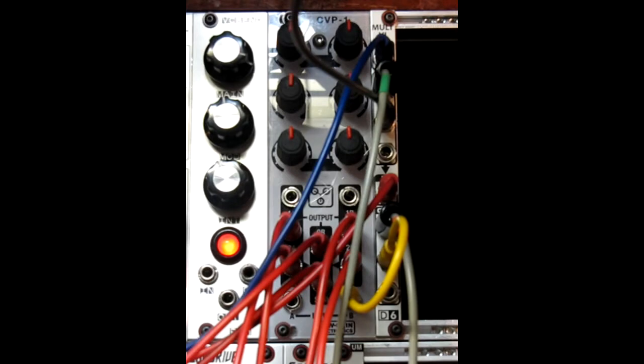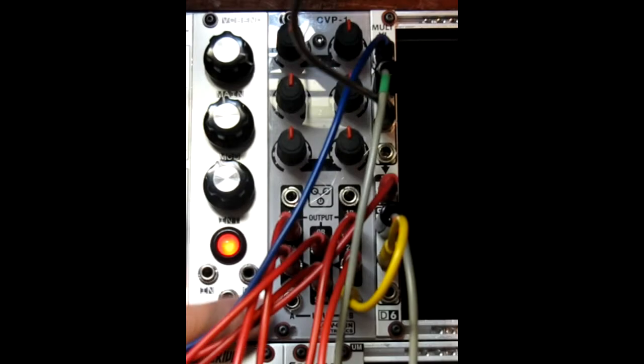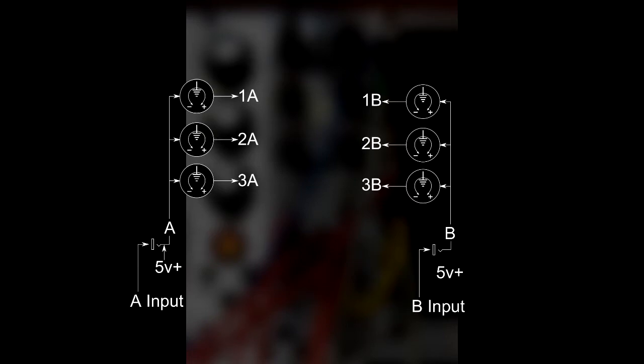The CVP-1 from Low-Gain Electronics is an 8 HP Eurorack format module. It is comprised of two channels, Channel A and Channel B. Each channel features one input, one for Channel A and one for Channel B. The inputs for each channel are normaled to a 5-volt DC voltage source.